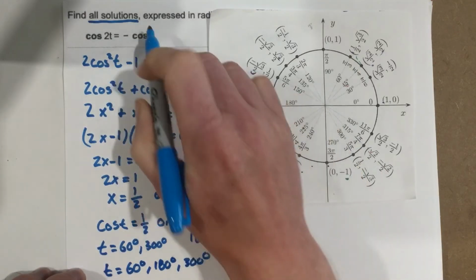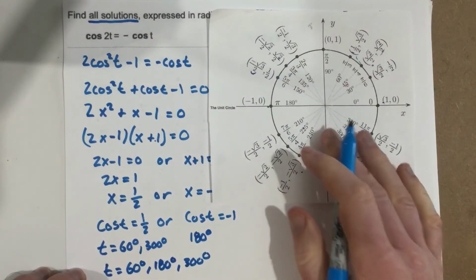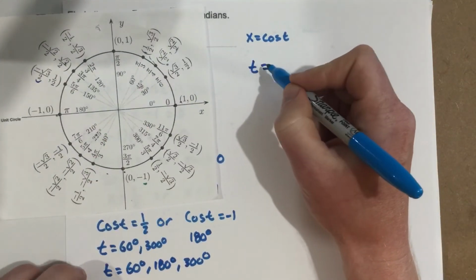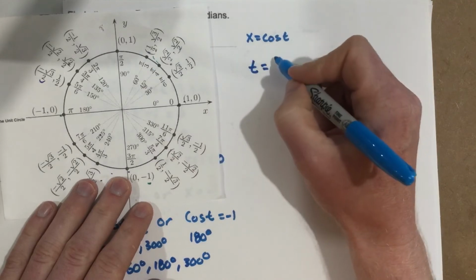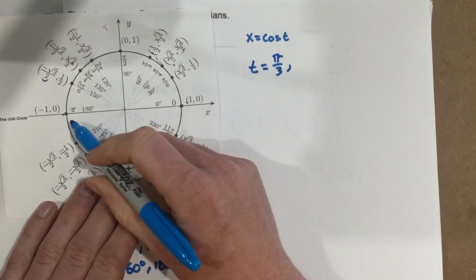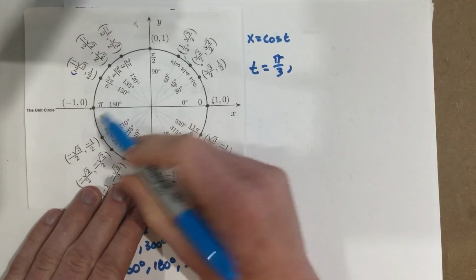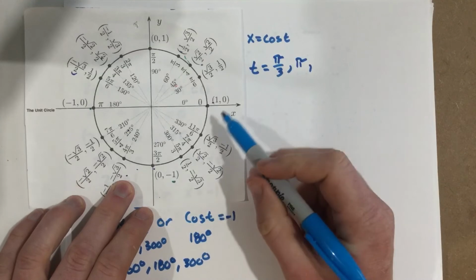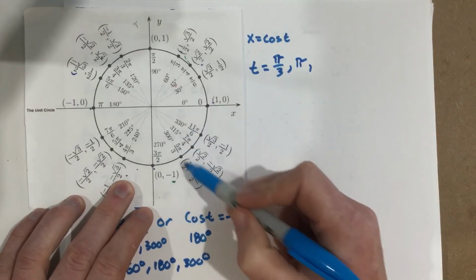Now they want us to express this in radians, so we better write this. And I'm going to write on this side now. We're going to say that t equals 60 degrees is pi over 3. 180 degrees is pi. And 300 degrees is 5 pi over 3.